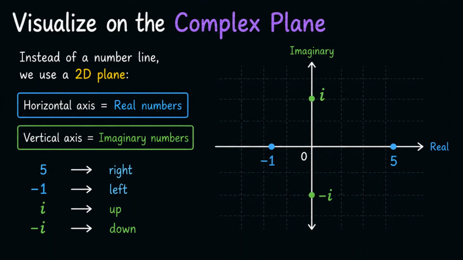To represent this new number, we extend the one-dimensional number line into a two-dimensional coordinate system called the complex plane. The horizontal axis represents real numbers, while the vertical axis represents imaginary numbers. In this system, 1 lies on the positive real axis. -1 lies on the negative real axis. i lies on the positive imaginary axis. And -i lies on the negative imaginary axis.